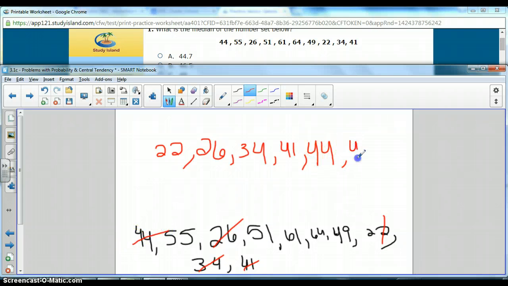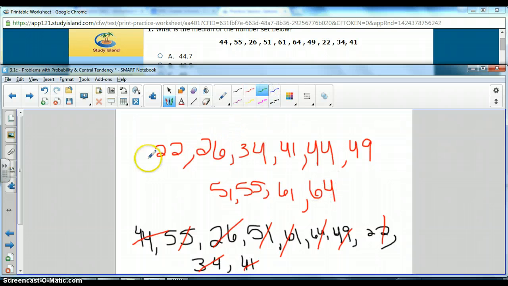Then 49, then 51. Ideally, you would want this to be all in one row, but that's not happening for me. Then 55, then 61, and then 64. Okay, so I put them from least to greatest.